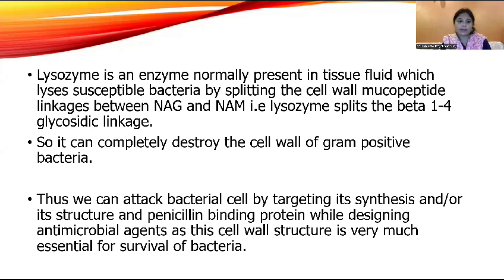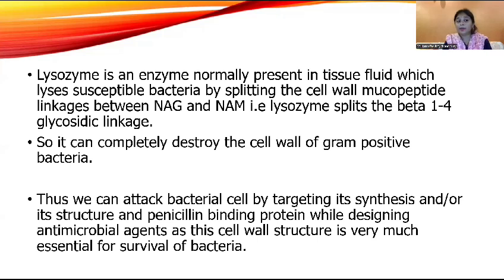Similarly, like autolysin, lysozyme is an enzyme which is normally present in tissue fluid, which lyses susceptible bacteria by splitting the cell wall mucopeptide linkages between NAG and NAM molecule, which we have already learned. So lysozyme splits the linkage present between NAG and NAM molecule, that is the beta 1,4 glycosidic linkage. So it can completely destroy the cell wall of gram-positive bacteria.